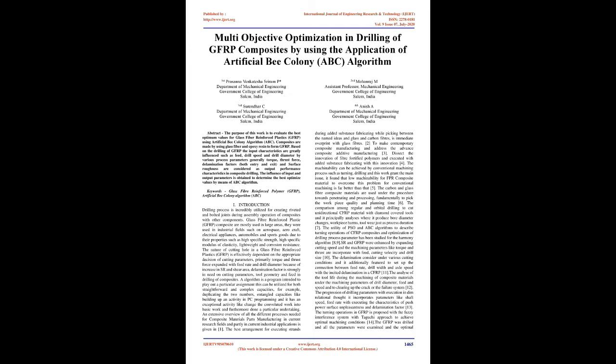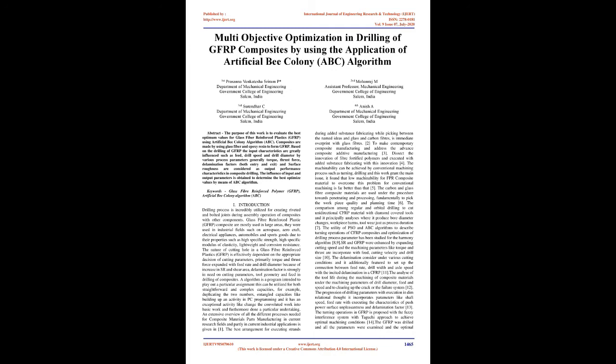Glass fiber reinforced plastic, GFRP, composite are mostly used in large areas. They were used in industrial fields such as aerospace, aircraft, electrical appliances, automobiles, and sports goods due to their properties such as high specific strength, high specific modulus of elasticity, lightweight, and corrosion resistance.